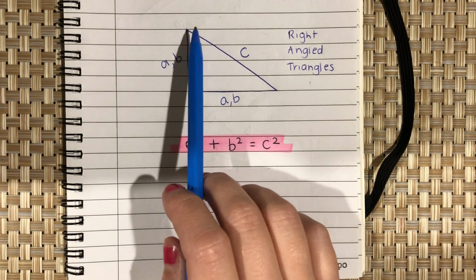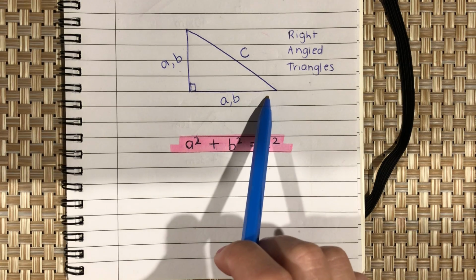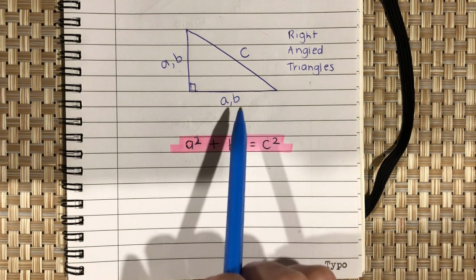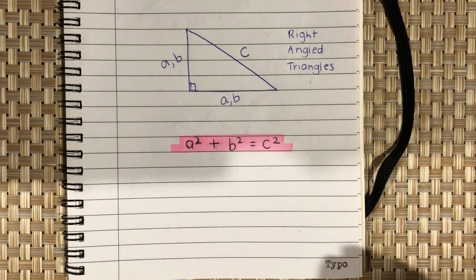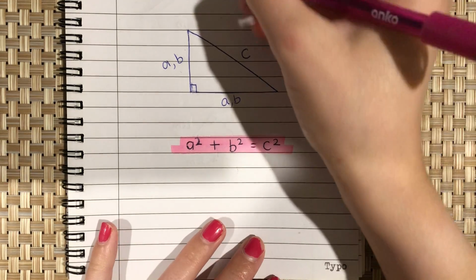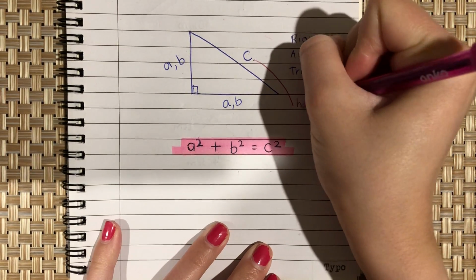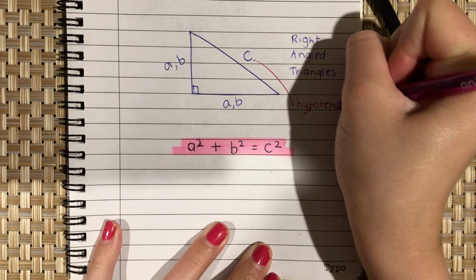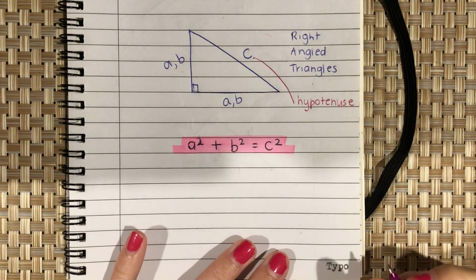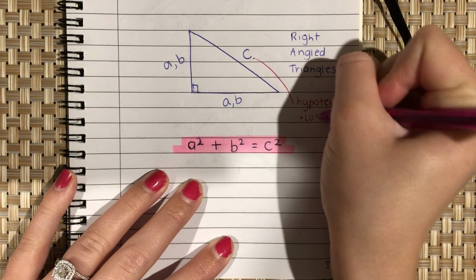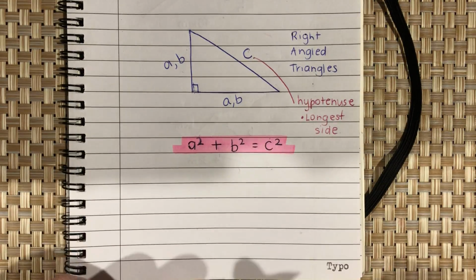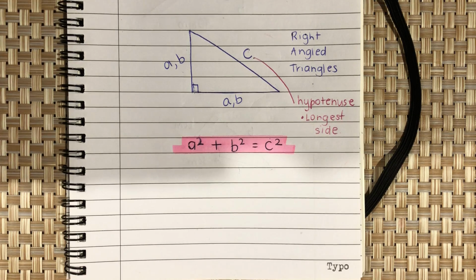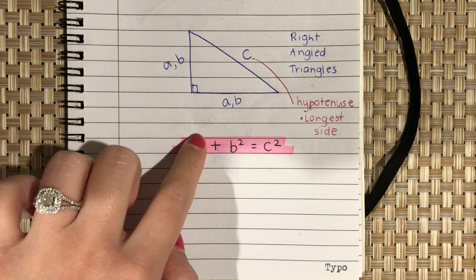Now, this longest side over here actually has a specific name, and it is called the hypotenuse. All right, that is called your hypotenuse. So I'll make a little note of it down here. All right, and that's your longest side. Now if you want to pause the video here and copy down these notes into your book, you're more than welcome to.